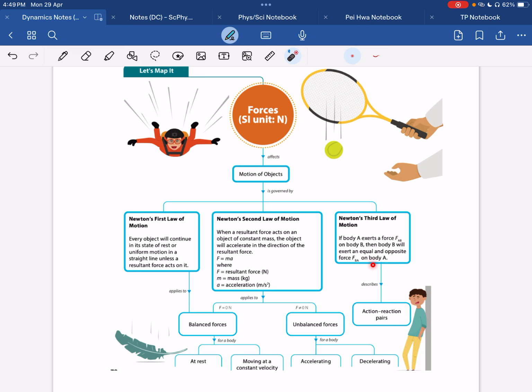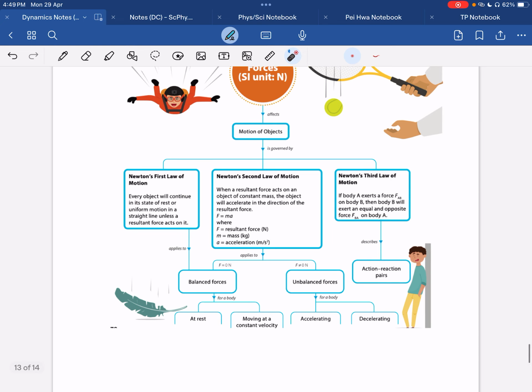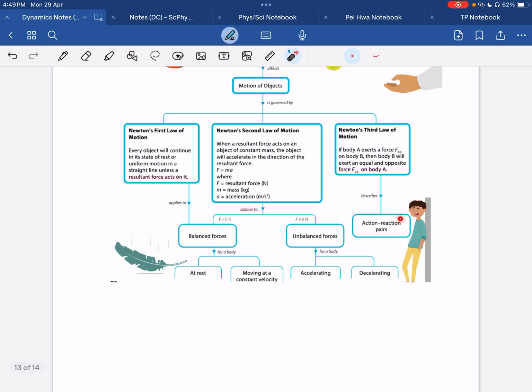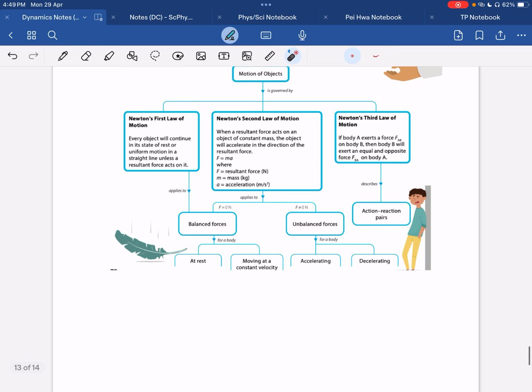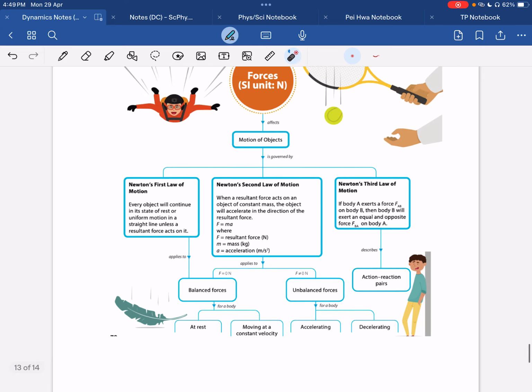right? Third, Newton's third law tells us that forces occurs in pairs, right? How will one body exert a force onto another? So if I slap you, right, with my hand, my palm will also feel the same force, but in the opposite direction from your face. So this is called action-reaction pair, right? And that is all for this chapter.